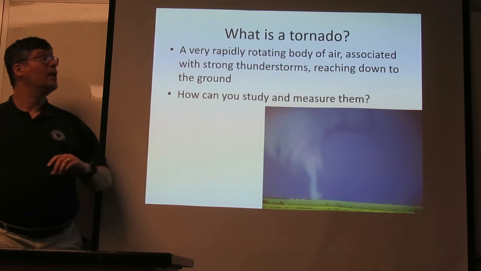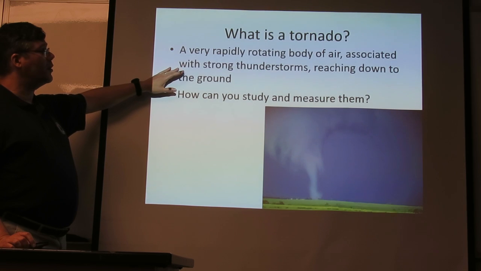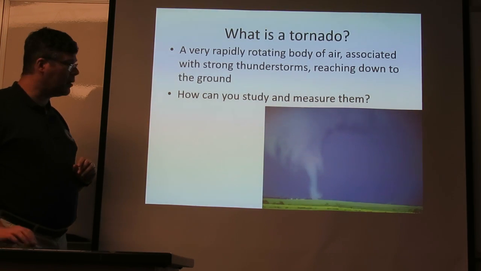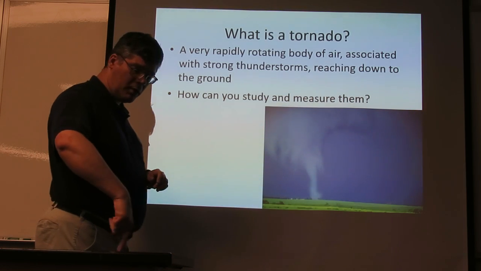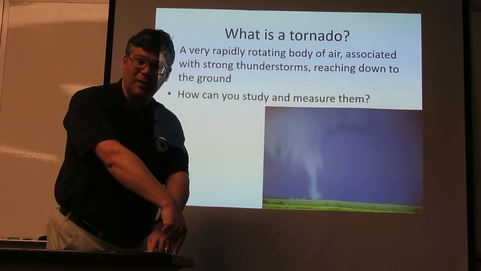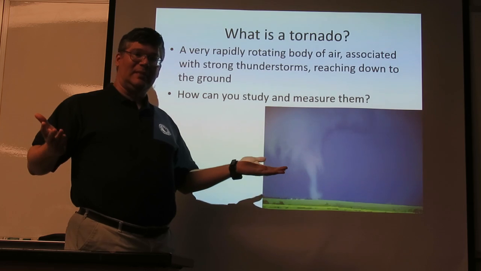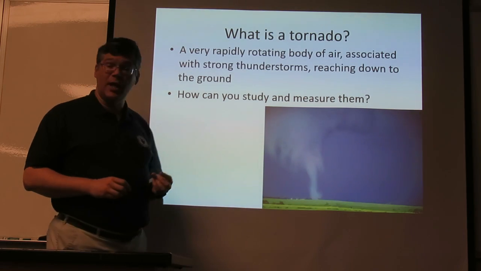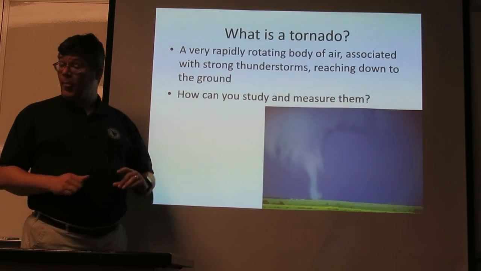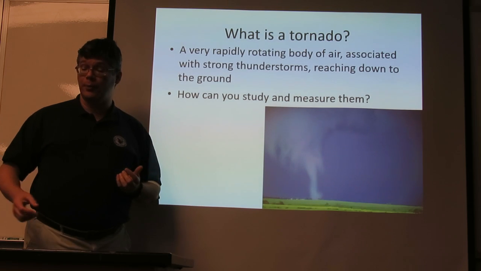So a tornado is officially defined as a very rapidly rotating body of air associated with strong thunderstorms that reaches down to the ground. A little problem there. What happens if a tornado hops? Well, it wasn't on the ground just then. Is it not then the same tornado? Yeah, where you draw the line is a challenge there on the definition. Not surprisingly, these are very challenging to study and measure.